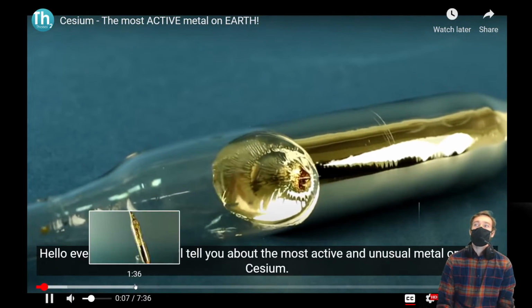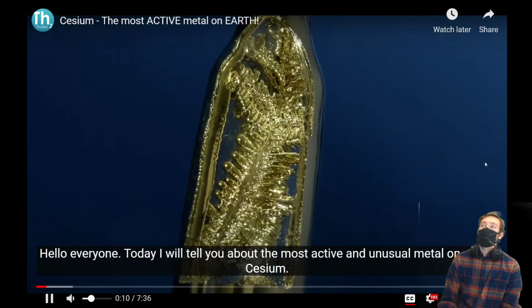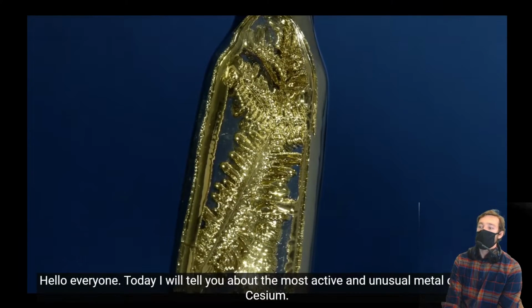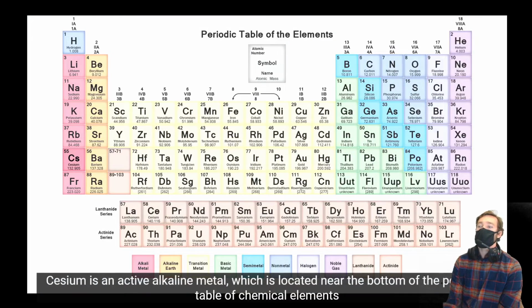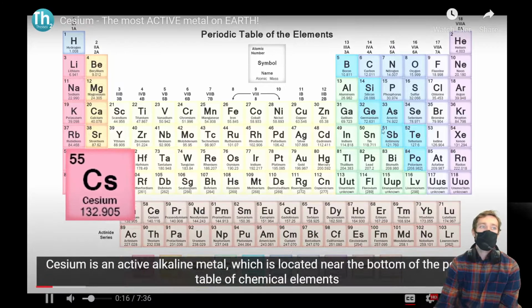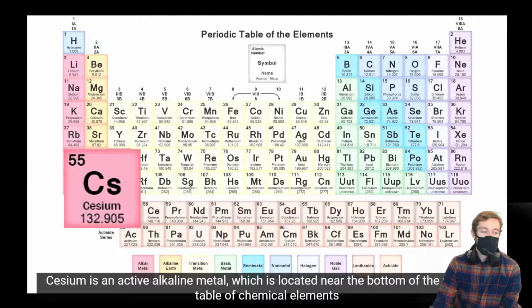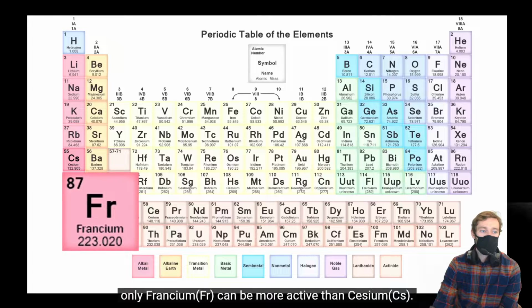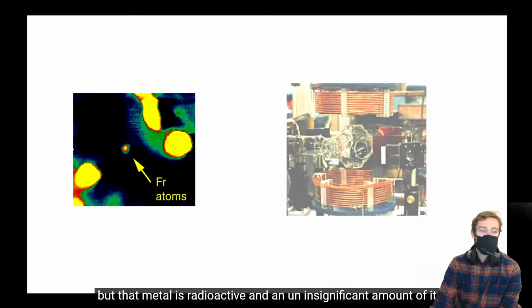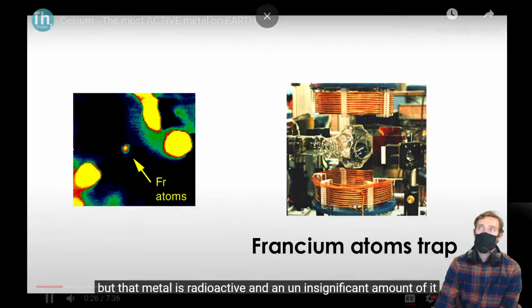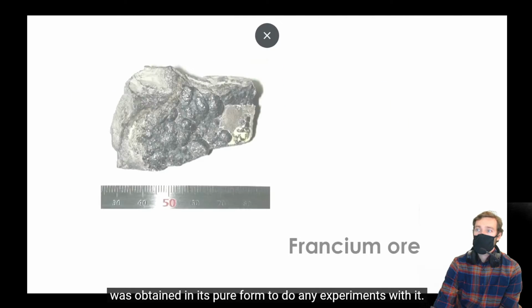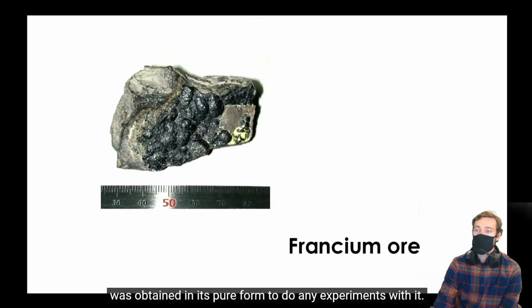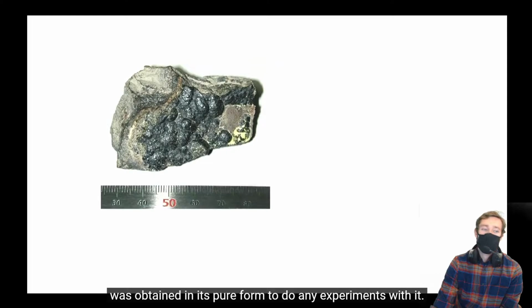Hello everyone. Today I will tell you about the most active and unusual metal on Earth, cesium. Cesium is an active alkali metal, which is located near the bottom of the periodic table of chemical elements. Only francium can be more active than cesium, but that metal is radioactive, and only an insignificant amount of it was obtained in its pure form to do any experiments with it.